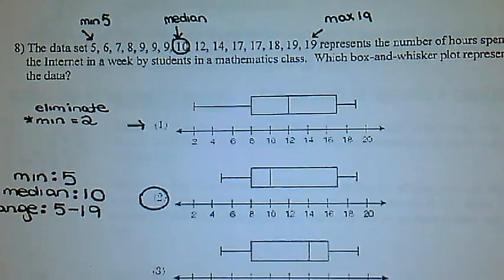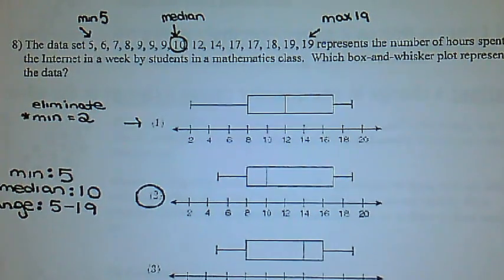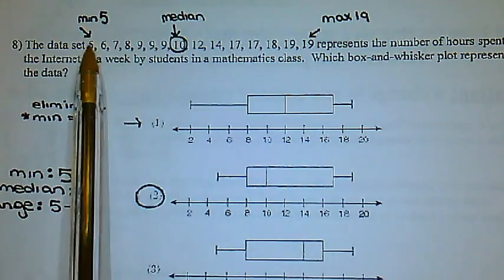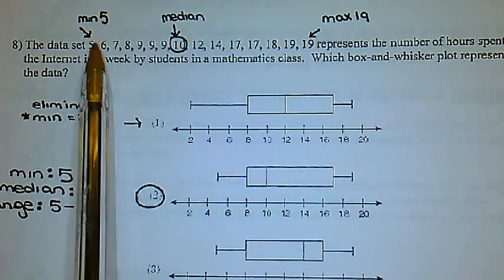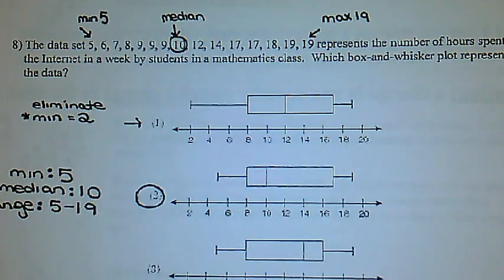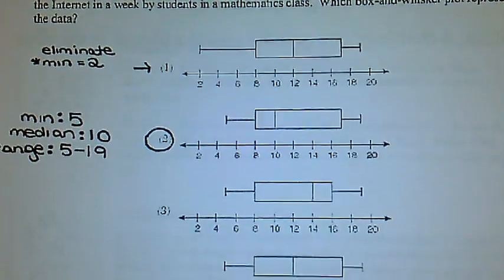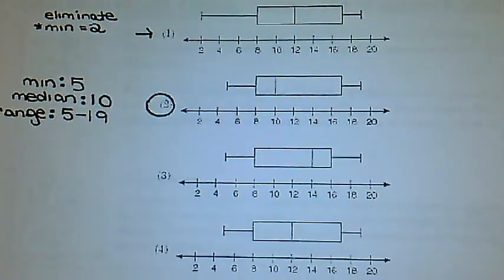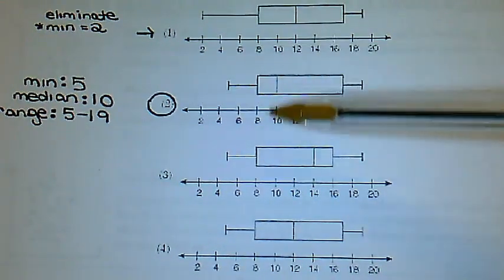And for number 8, that one you needed to use the data and pick which of the box and whisker plots was correct. And if you found all your 5 points, actually for this one, you could have just found the min, the median, and the max, and you would clearly see that the answer is 2. And the reason for that is based on the median. Okay, so the median was 10. The only one that has a median of 10 is number 2.